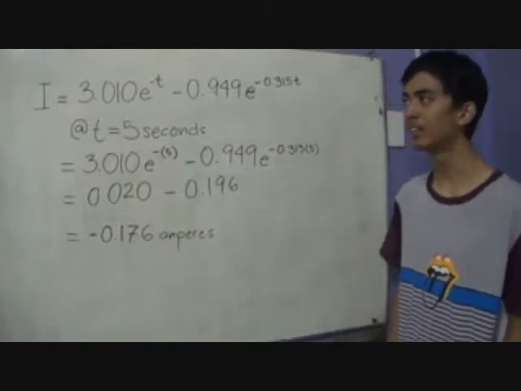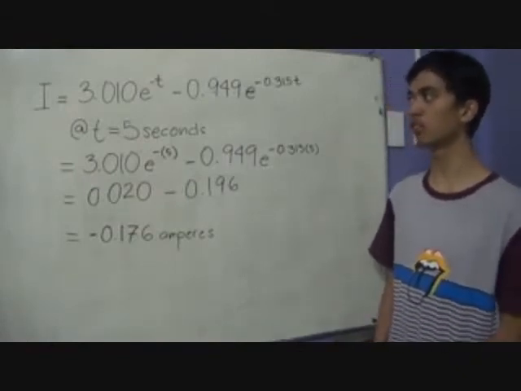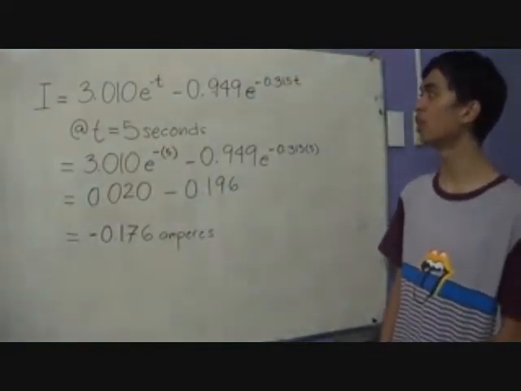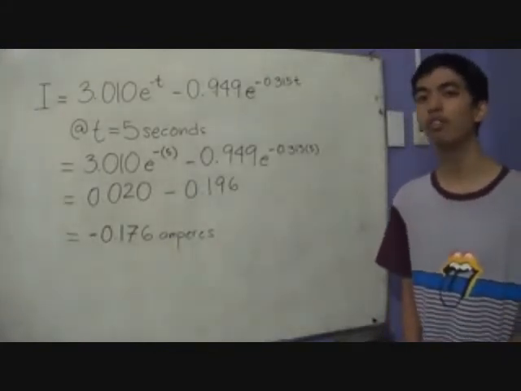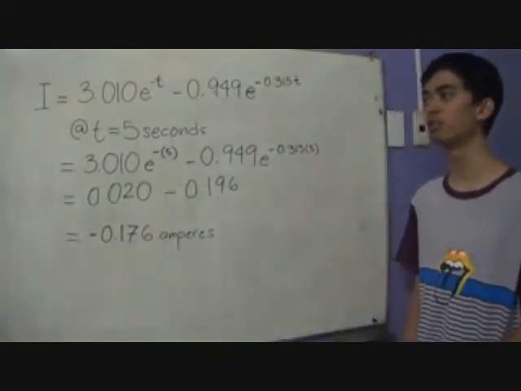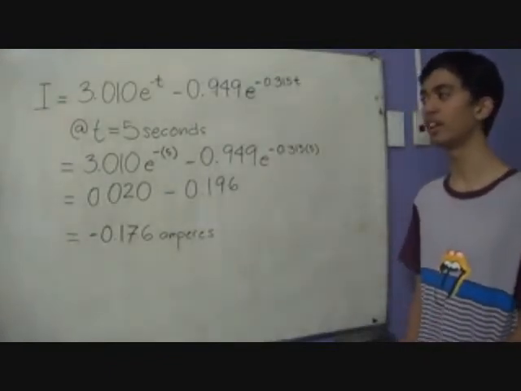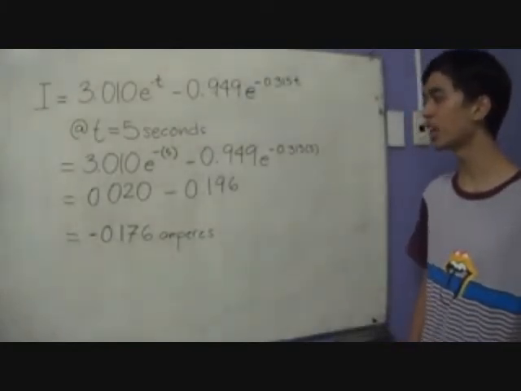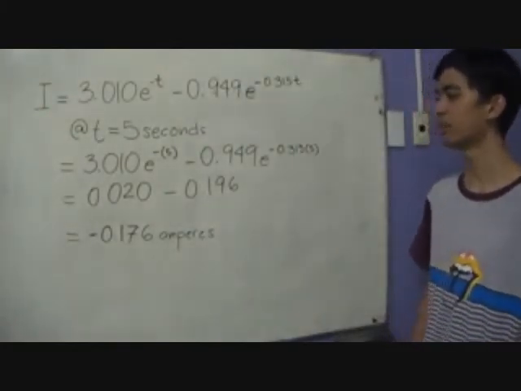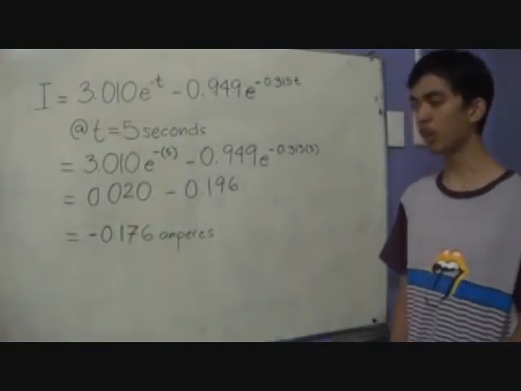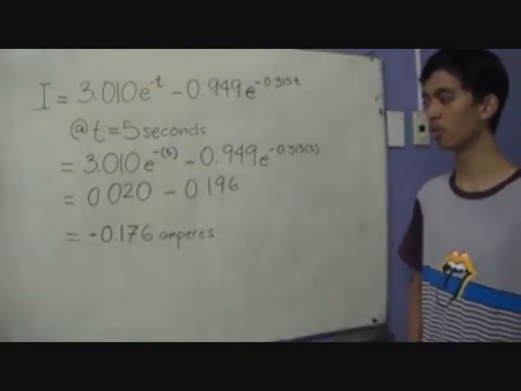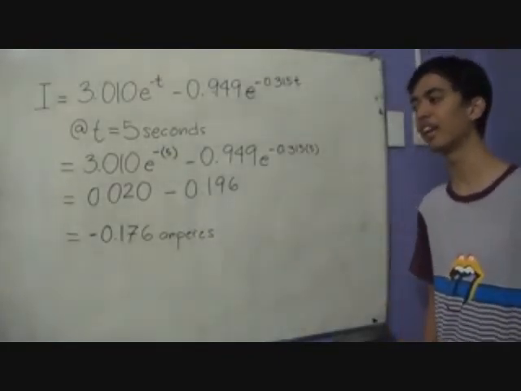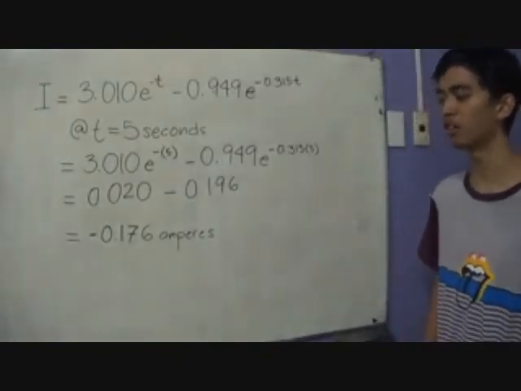Now we have I is equal to 3.010 e raised to negative t minus 0.949 e raised to negative 0.315 t. We solve for I at t is equal to 5 seconds. We substitute t with 5 and get 3.010 e raised to negative 5 minus 0.949 e raised to negative 0.315 times 5. We further solve the equation and get 0.020 minus 0.196. We combine these terms and get negative 0.176 amperes as our final answer.